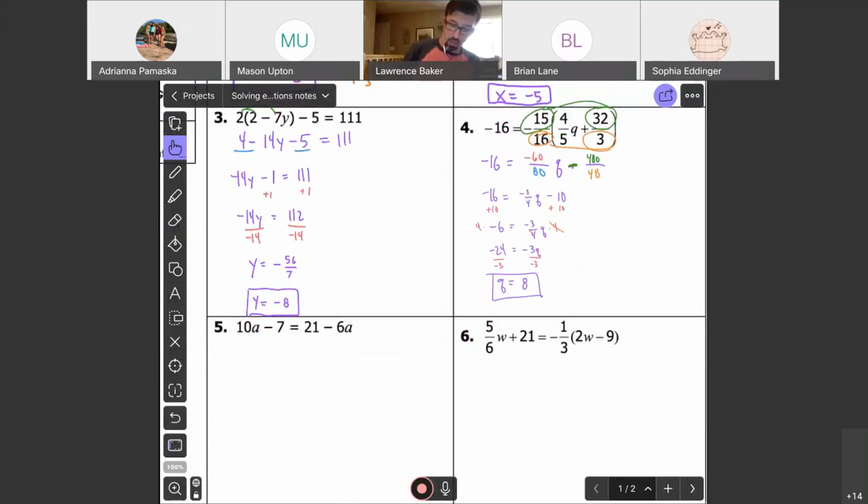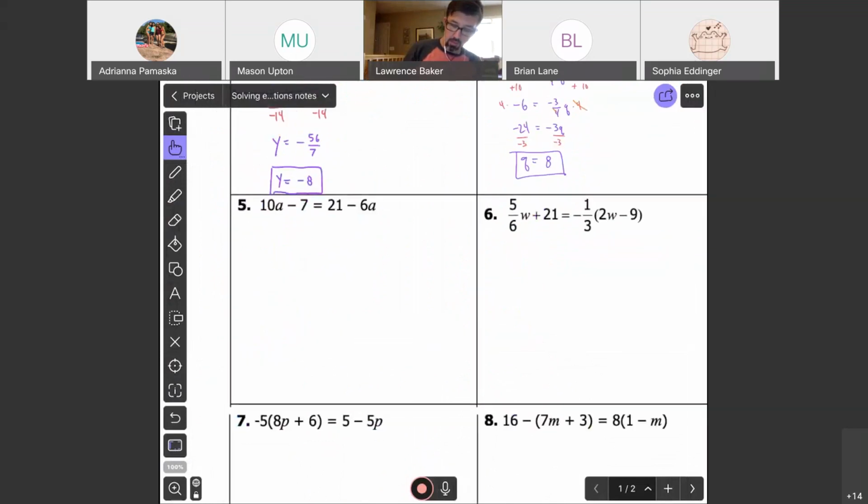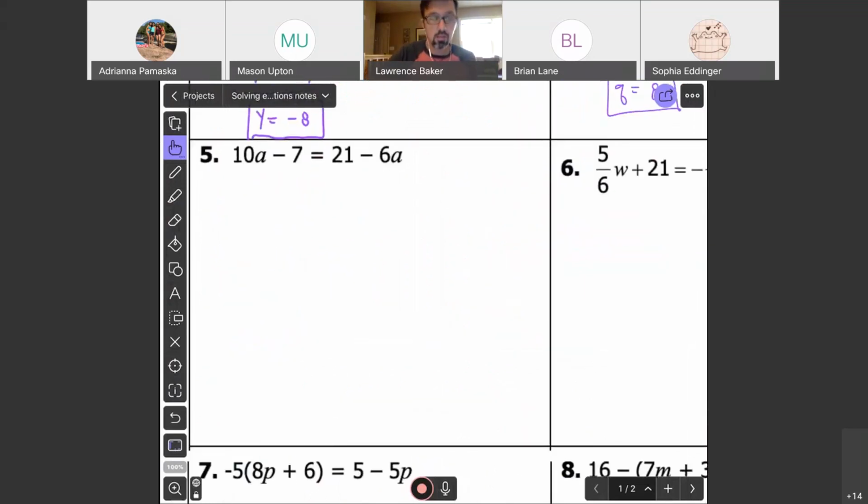Okay. Let's look at 5. It's a really easy one though, but it's the first one we've seen that has variables on both sides.